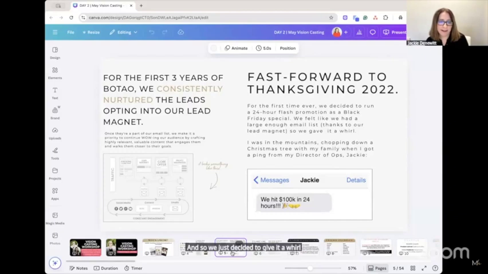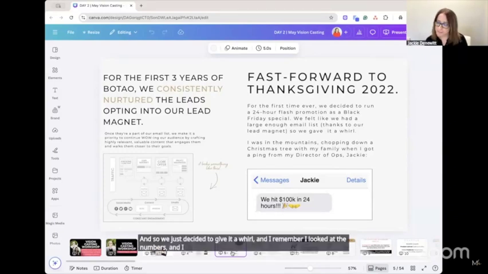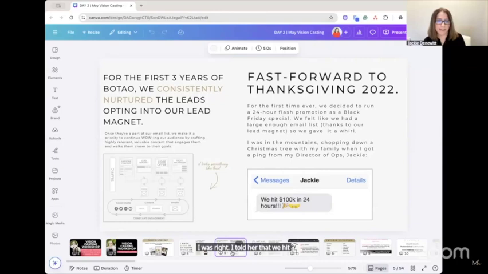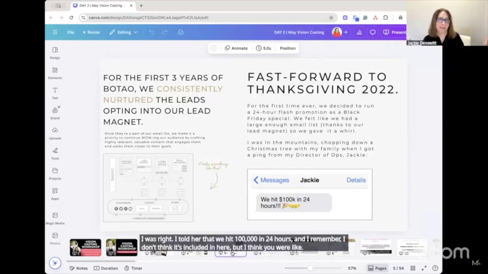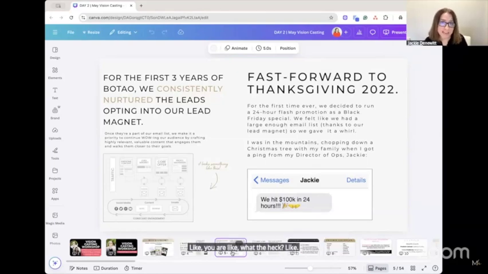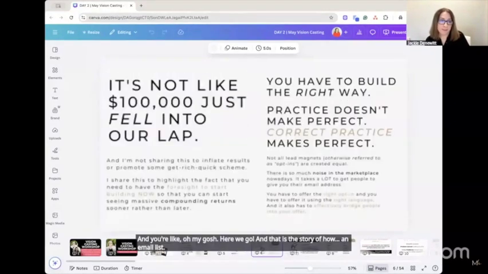And I remember I looked at the numbers probably 12 times just to make sure before I texted Melissa, because I was like, what if I'm wrong? But I was right. I told her that we hit $100,000 in 24 hours. And I think you were like, what the heck? You didn't believe me either. And I think then you went home and checked, and you're like, oh my gosh, yep, here we go. And that is the story of how an email list led us to $100,000.